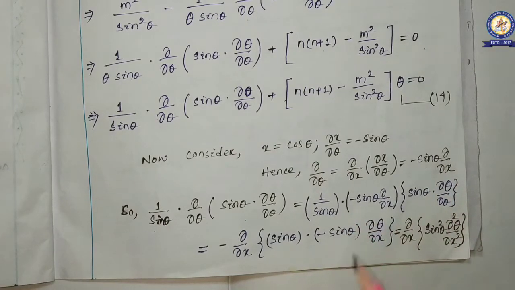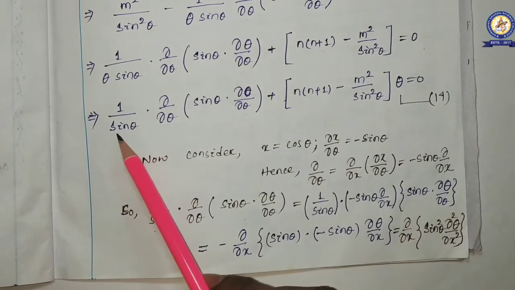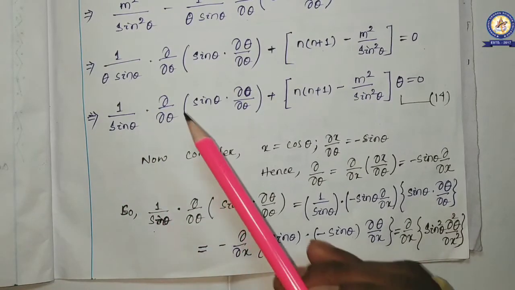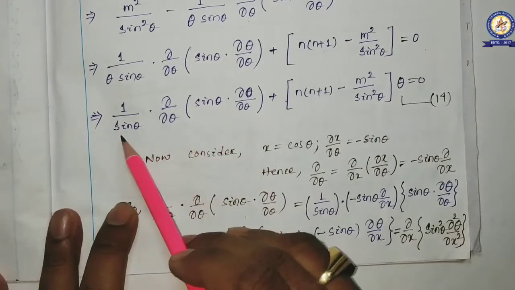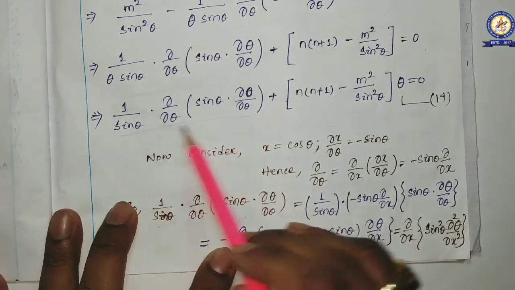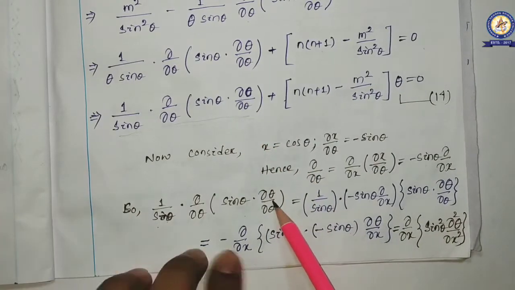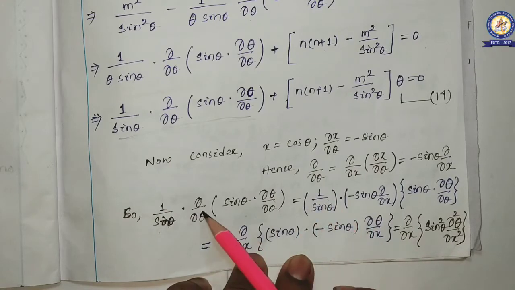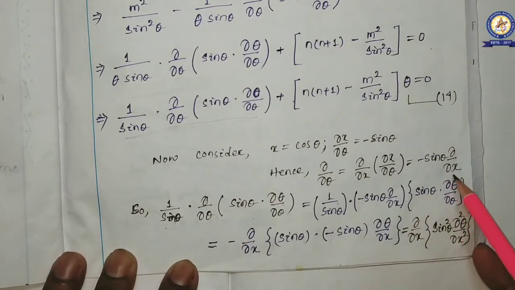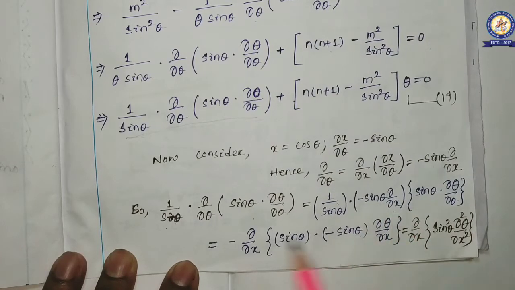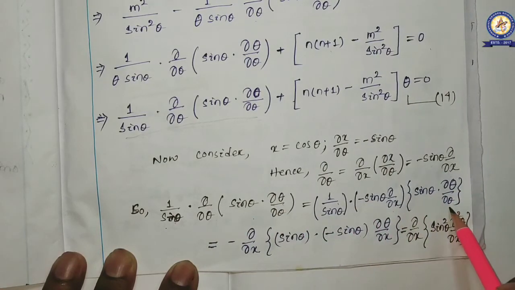Carefully you have to watch these two steps, very important. Instead of del by del theta, we have to substitute this one. I am considering this term first. Here 1 by sine theta into del by del theta of sine theta into del capital theta by del theta will be equal to 1 by sine theta, and del by del theta will be written as minus sine theta del by del x, whole into sine theta, del capital theta by del theta.